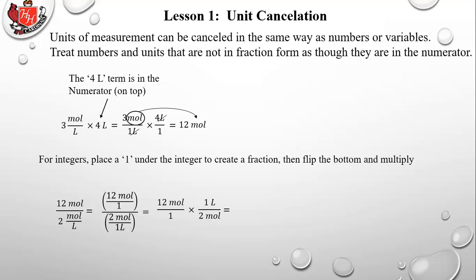And now you can cancel the moles, moles on the top, moles on the bottom there. And so the unit of measure for your answer is going to be liters. The moles canceled out. And so it's now 12 divided by 2, which is 6. So your answer would be 6 liters.